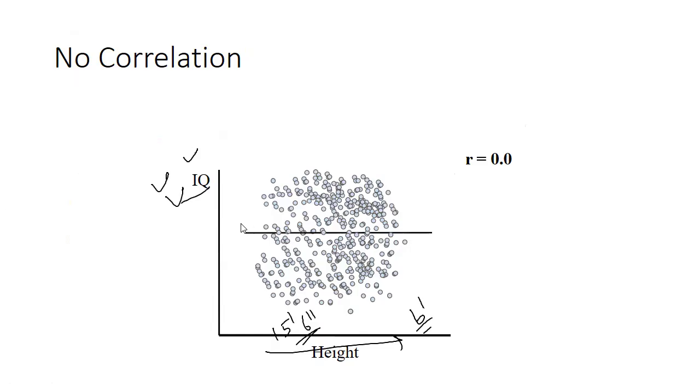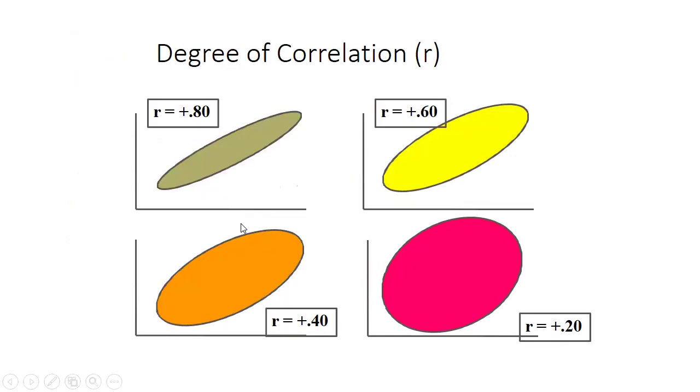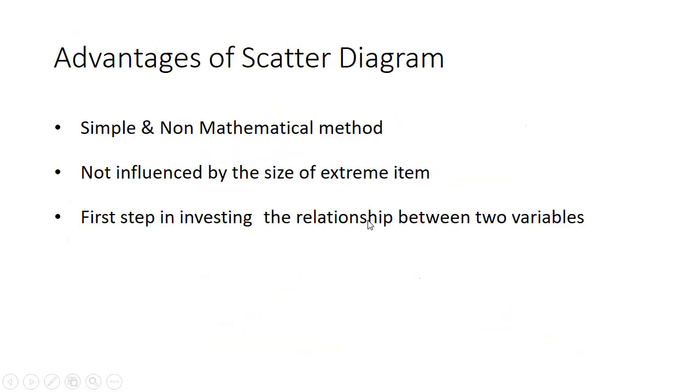So here in the example, you can see the degree of correlation. There is a positive correlation, moderate and small correlation, and low correlation. So the advantages of scatter diagram: simple and non-mathematical method, not influenced by size of extreme items, and the first step in investigating the relationship between two variables.